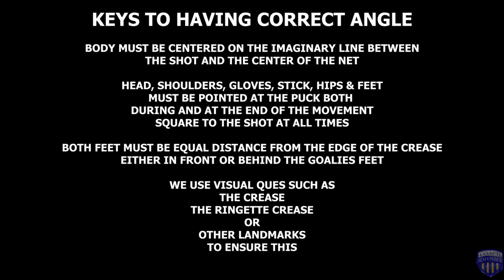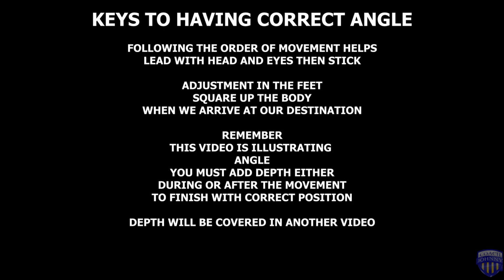We use visual cues such as the crease, the ringette crease, or other landmarks to make sure we do this correctly. By following the order of movements, we find this helps: if we lead with our head, then our eyes, and then our stick. A small adjustment in the feet when we arrive at the destination to square up the body helps us get proper angle. Remember, this video is an illustration of angle. You must add depth either during or after the movement to finish with correct position. I will cover depth in another video.